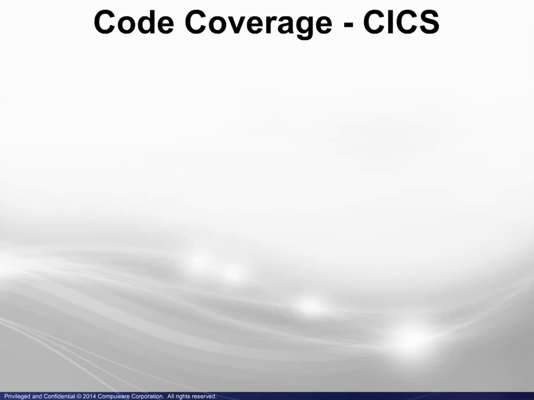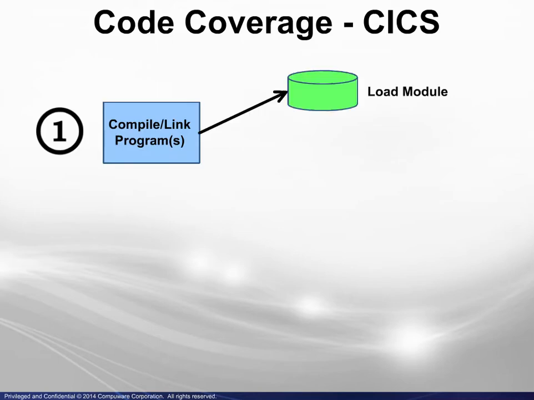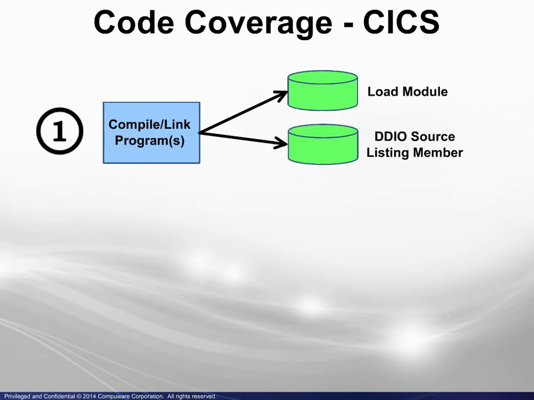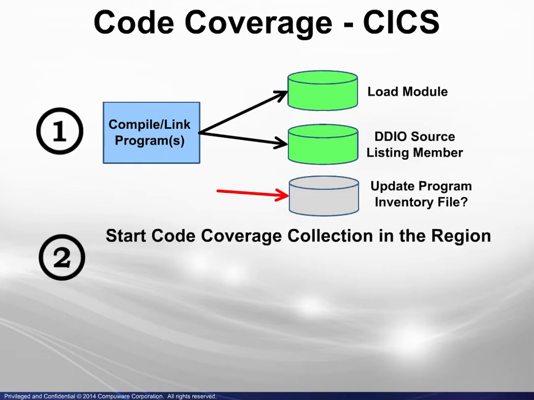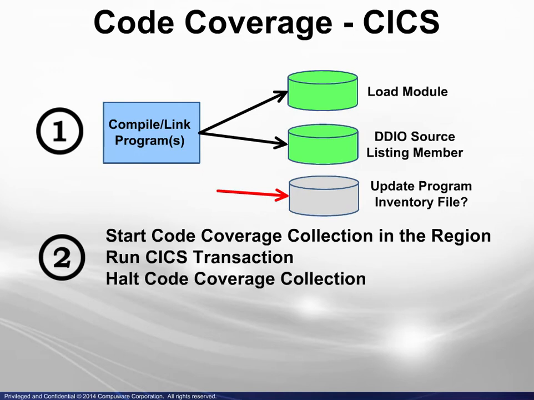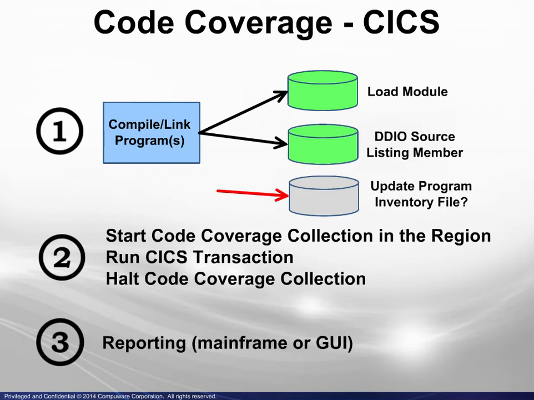For CICS applications, programs to be tested also must be compiled and linked, producing the load modules and corresponding DDIO source listing members. Likewise, this accommodates the Expediter requirement. Additionally, the program inventory file must be updated, if necessary, to contain the names of the programs to be tested. Next, code coverage collection must be started in the appropriate region, followed by running the CICS transaction. When testing is complete, collection must be halted for the region. Finally, the reporting may be done.